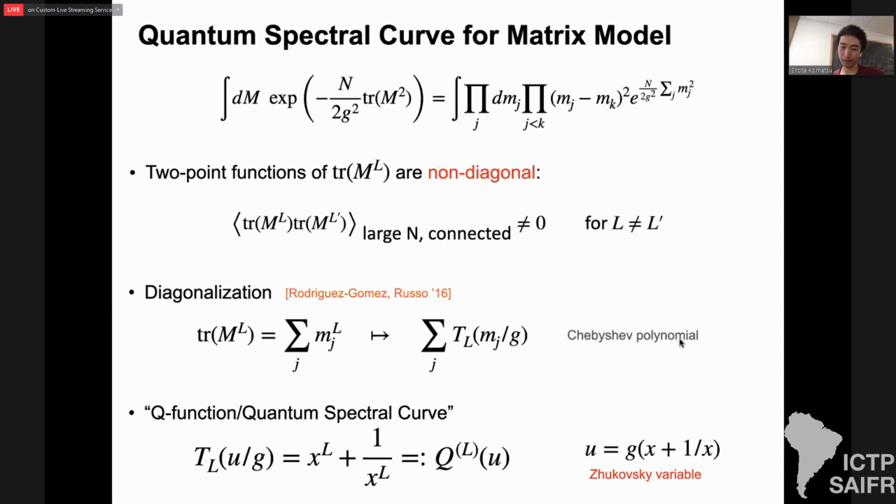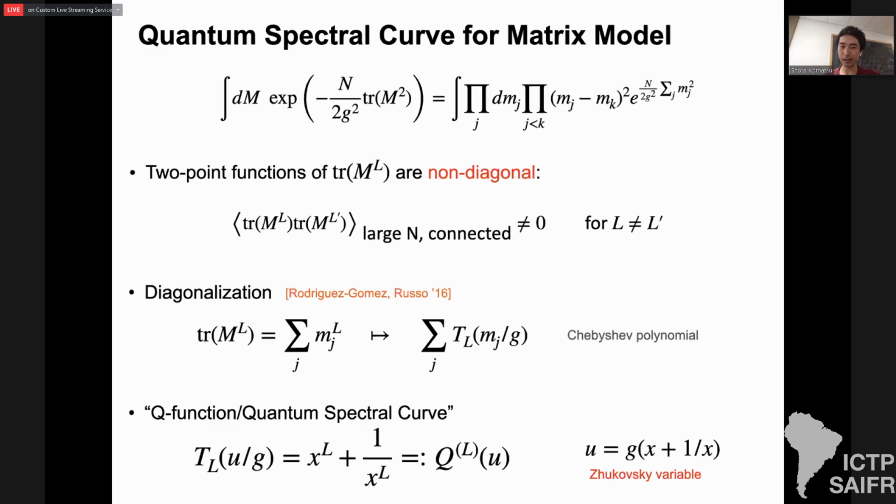function. And a nice feature about this Chebyshev polynomial is that if you write it in terms of what's called the Zhukovsky variable, it takes an exceedingly simple form, which is given by this. And this is basically the Q function, or quantum spectral curve, for a Gaussian matrix model.